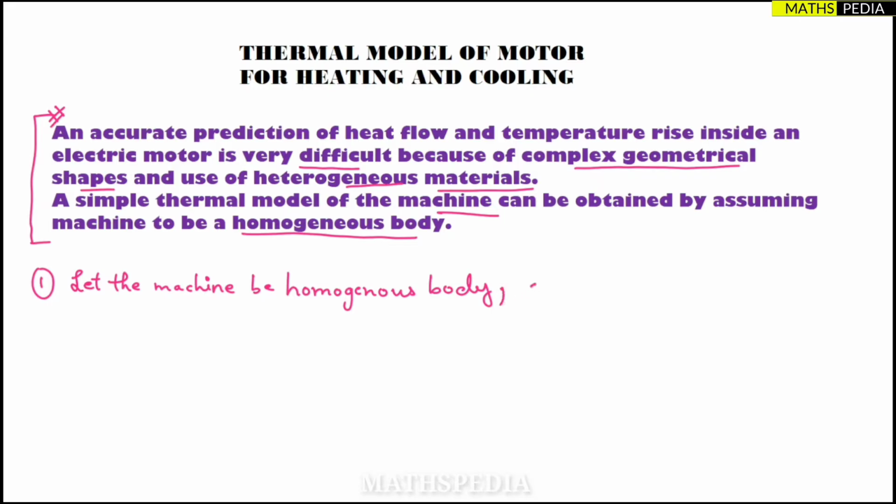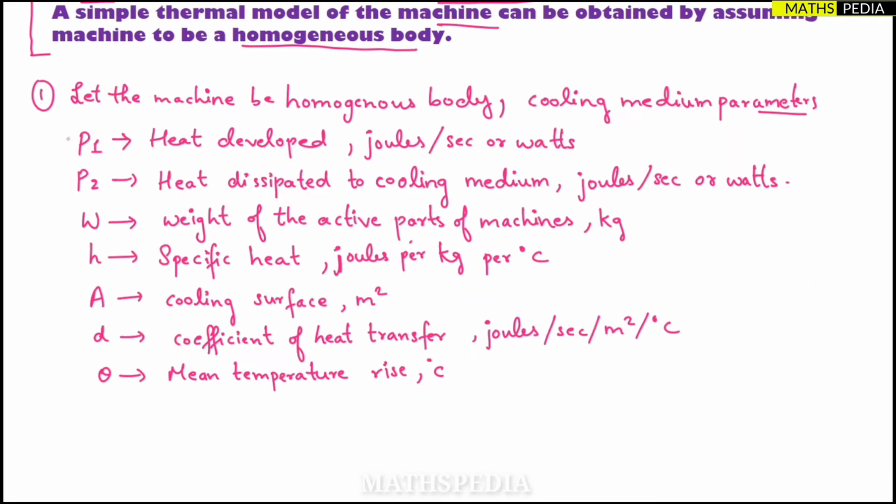And we have to consider many cooling parameters for that. So cooling medium parameters we have to consider. So what all the parameters are there in this? Let us try to see. The first one we are considering is P1, small letter P1. It is nothing but the heat developed in the system, and it is given in joules per second, or we can consider as watts. Okay, next P2 is nothing but heat dissipated. So P1 is heat developed, P2 is heat dissipated to the cooling medium, and it is joules per second.